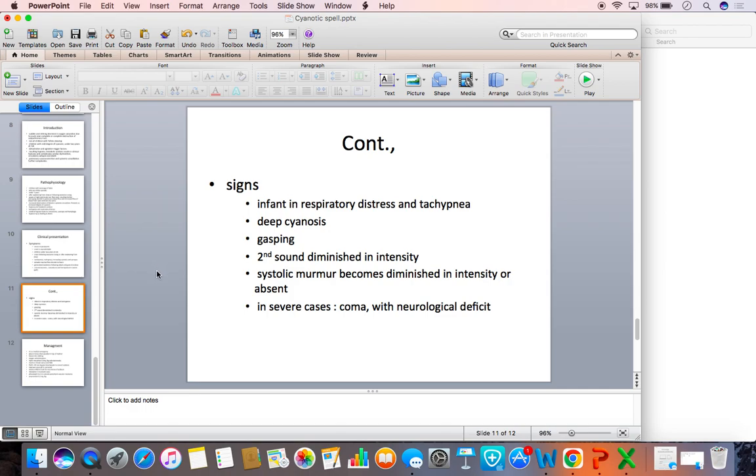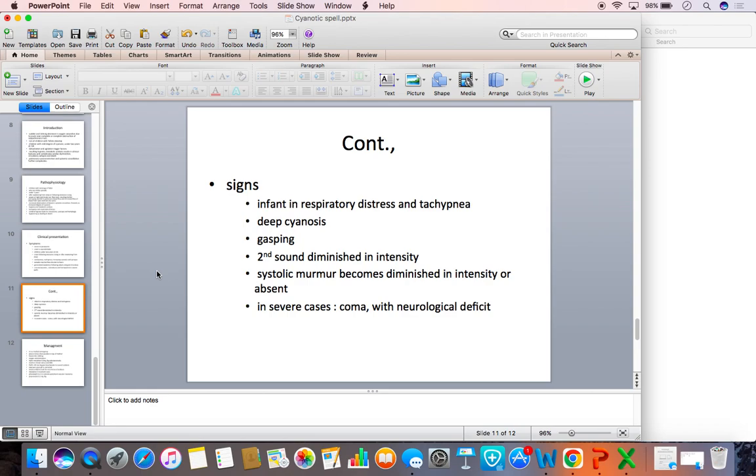So, when you examine the child, the child will be having respiratory distress and tachypnea, and be deeply cyanosed and sometimes gasping. When you auscultate the heart, the second sound is diminished in intensity because the second sound is generated by the closure of the pulmonary valve and the aortic valve. There is no pulmonary component in this particular child because there is no right ventricular output in order to get the pulmonary component of the second sound, which is remarkably diminished, resulting in diminished intensity of the second heart sound.